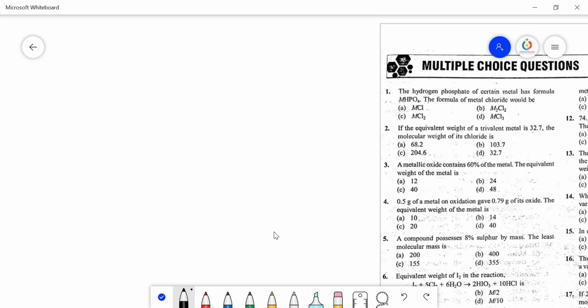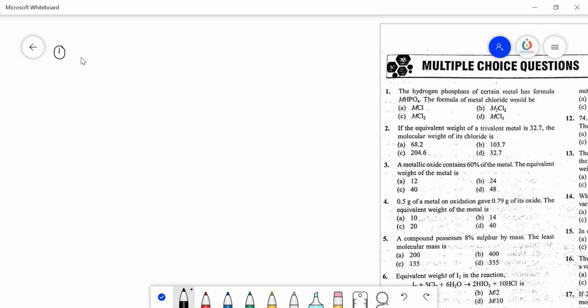So dear students, today we shall start this equivalent weight concept multiple choice questions. Let us see the first question here. The hydrogen phosphate of certain metal has formula MHPO4. The formula of metal chloride would be. So let us solve this question first. Question number 1.